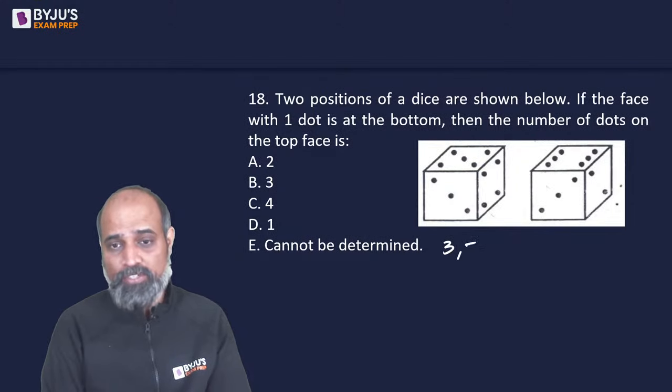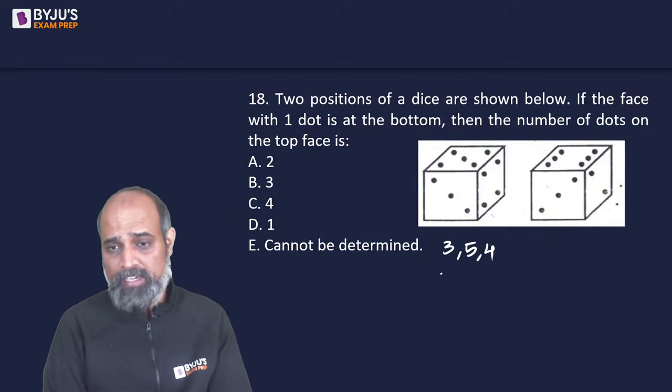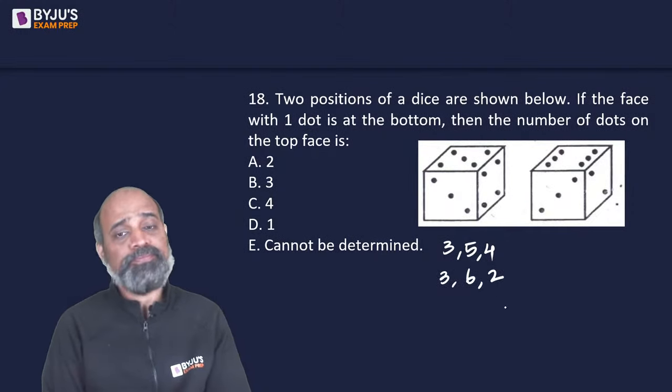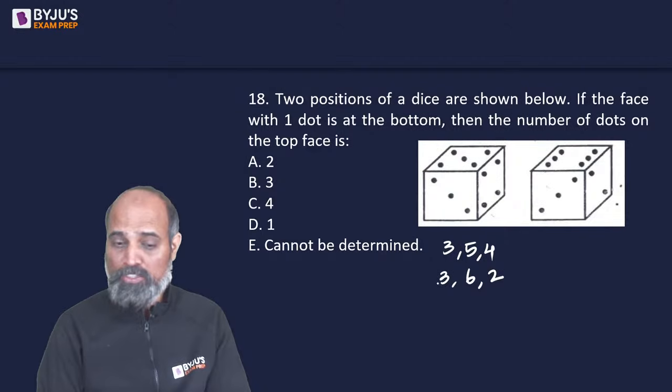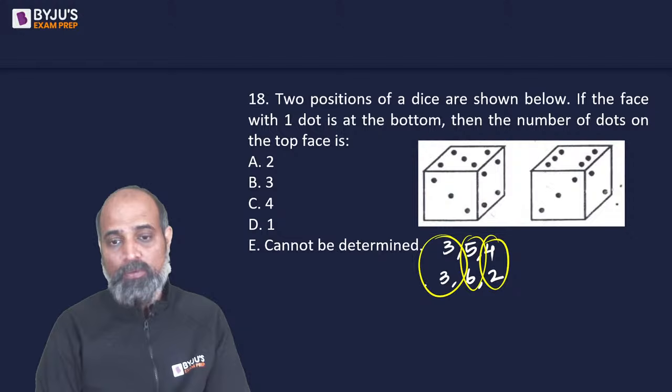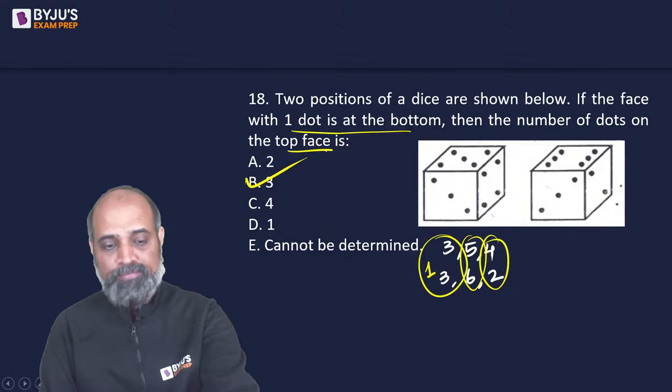Clockwise लिखेंगे तो 3, 5 है और 4 है. Second वाले में clockwise लिखेंगे, we will have 3, 6 and 2. Right? So 5 and 6 are opposite to each other. 4 and 2 are opposite to each other. 3 के opposite होगा 1. So if 1 is at the bottom, then top face पे 3 होगा.